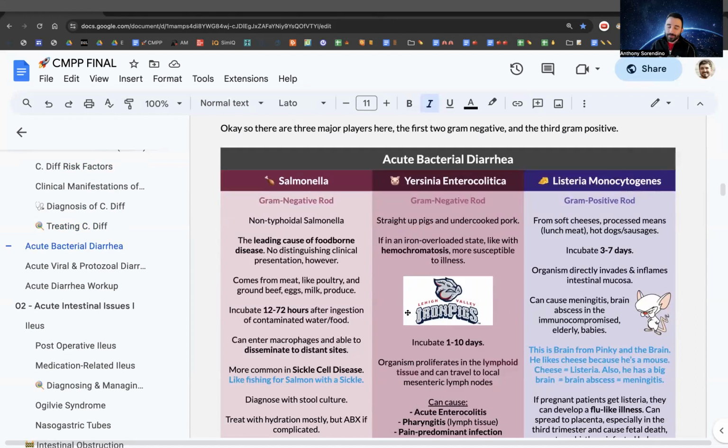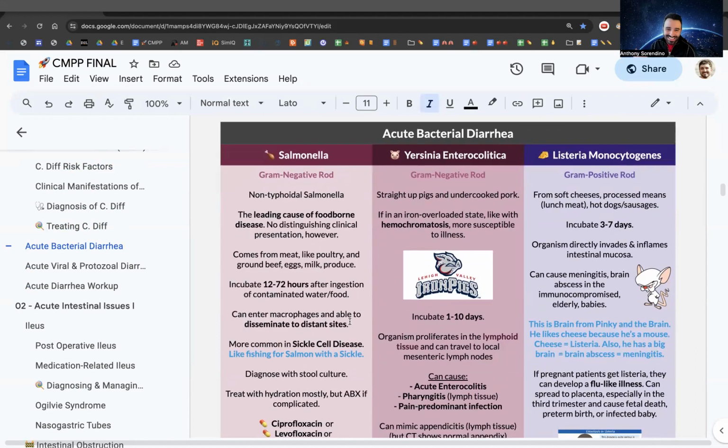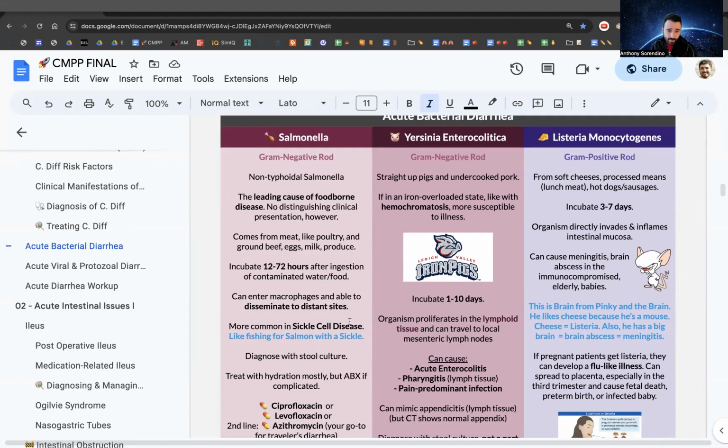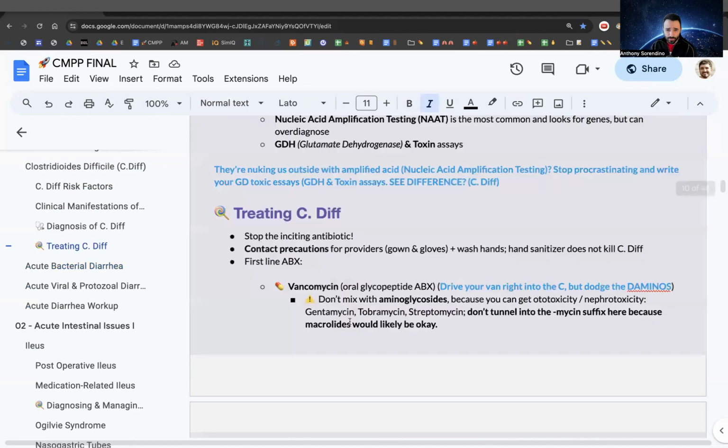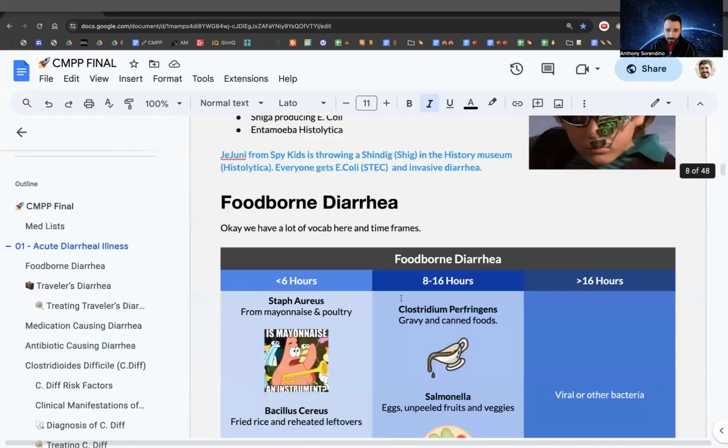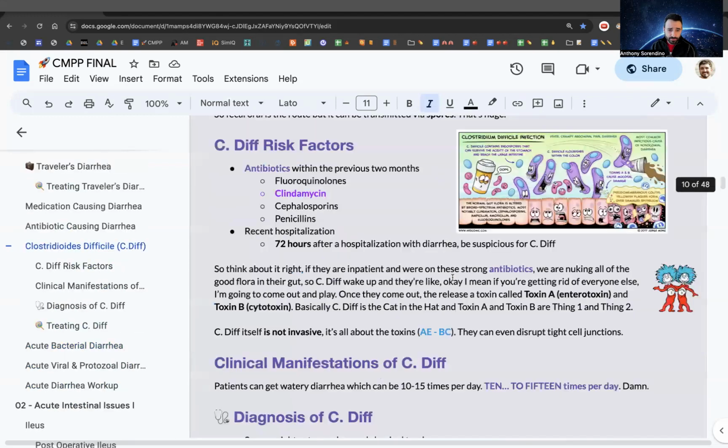Okay, salmonella, more specifically non-typhoidal salmonella. This is going to be the leading cause of foodborne disease. Think of all the salmon swimming in the world. Very, very common cause of foodborne disease. It's going to come from meat. It's going to come from poultry, ground beef, eggs, milk, produce. We mentioned unpeeled vegetables before with salmonella, unpeeled fruits and veggies.